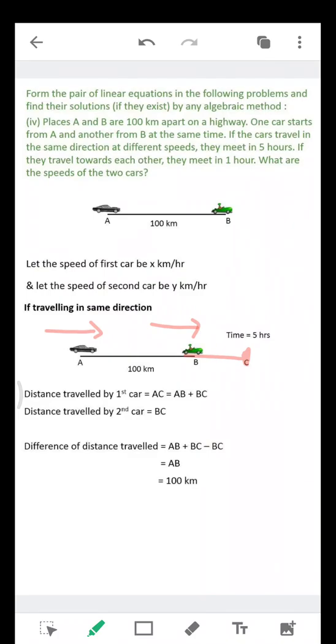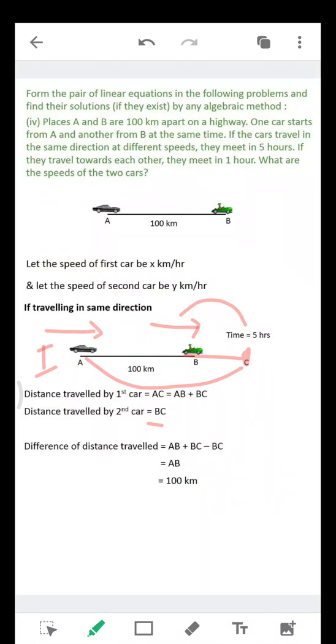What is the distance traveled by the first car? The distance traveled by the first car, the police car, is A to C, that is AB plus BC. And the distance traveled by the second car, the thief's car, is BC. Police traveled from A to C, thieves traveled from B to C, and they were caught. So the difference of distance traveled is AB plus BC minus BC, that is AB, that is 100 kilometers. Just keep this in your mind.